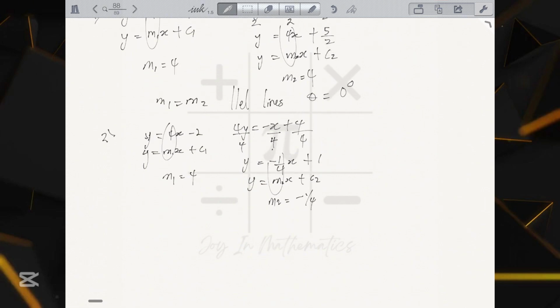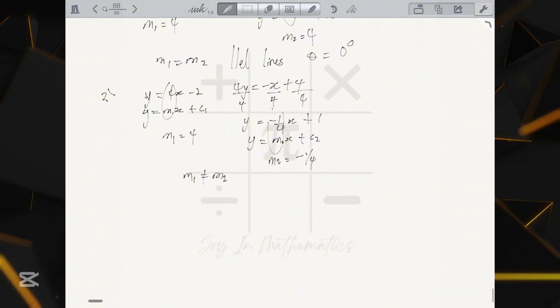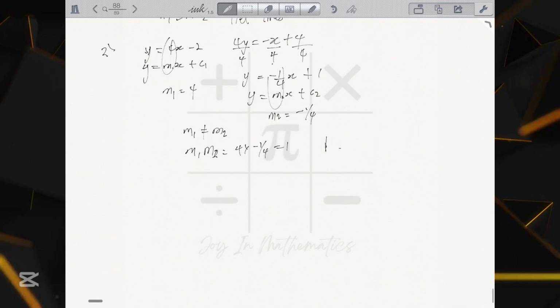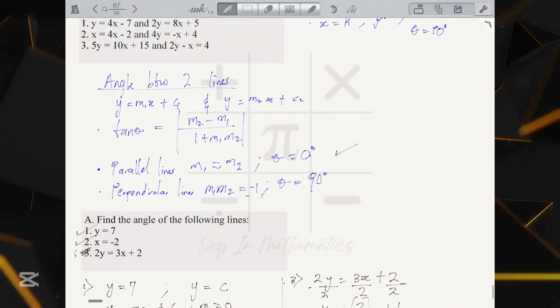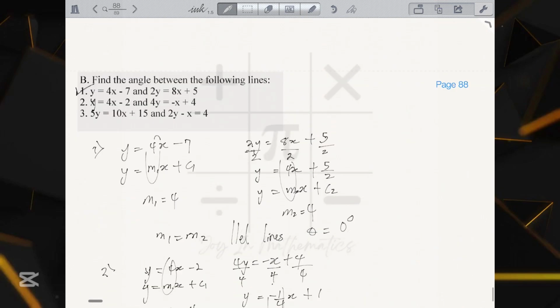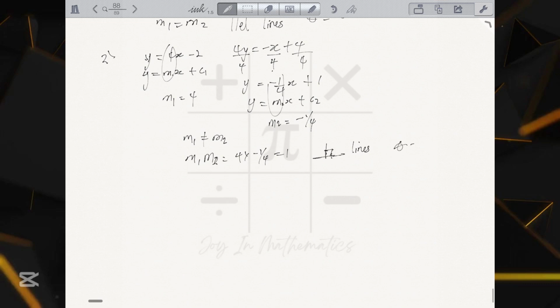Now, we can see that m1 is not equals to m2, so they are not parallel lines. However, the product of m1 and m2, which is 4 multiplied by minus 1 over 4, is equals to minus 1. And this shows that they are perpendicular lines. In perpendicular lines, just as we have here, theta is equals to 90 degrees. So theta here is equals to 90 degrees.